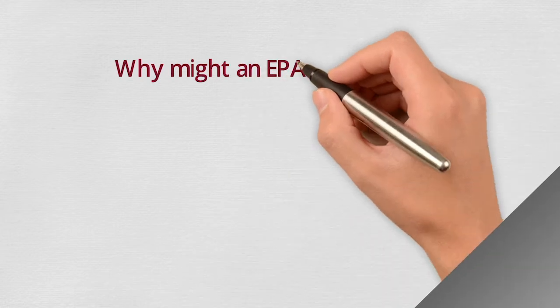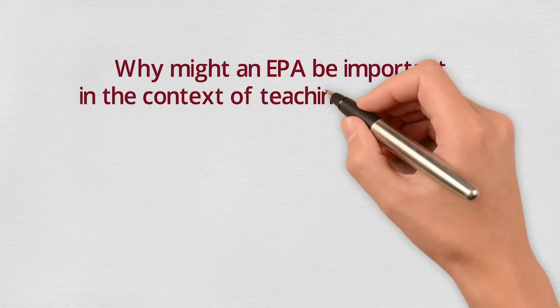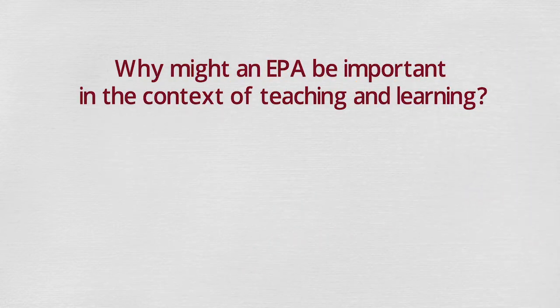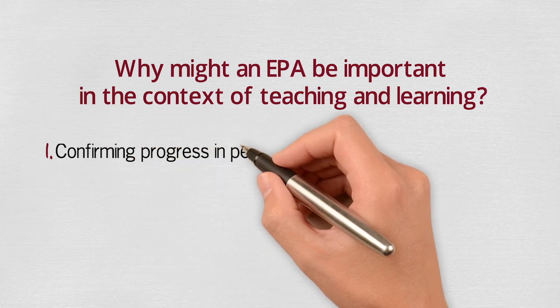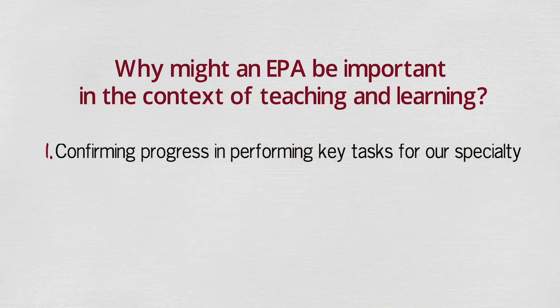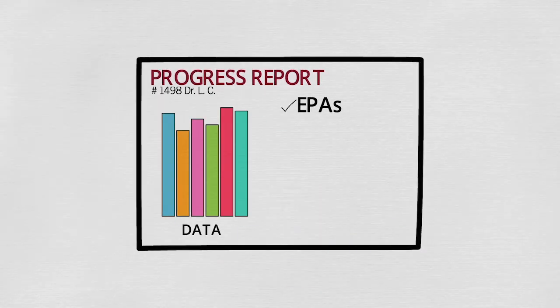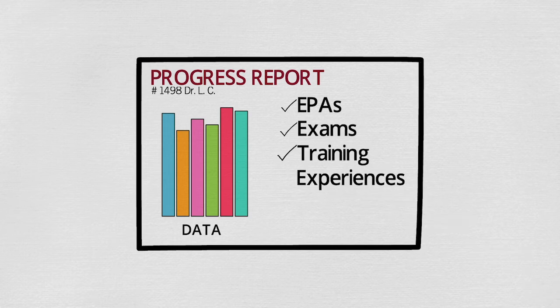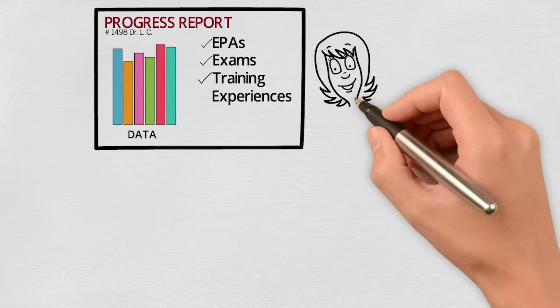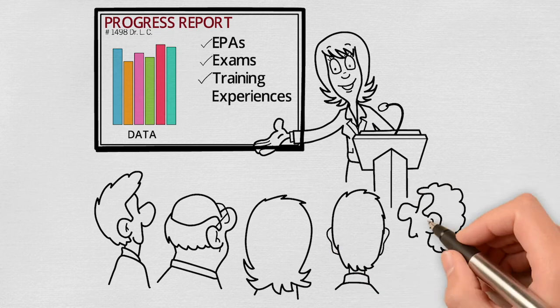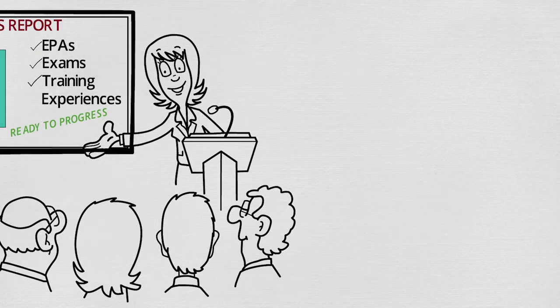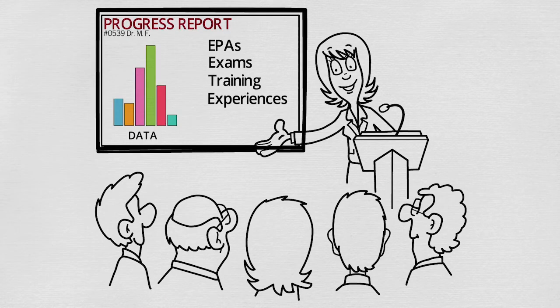Why might an EPA be important in the context of teaching and learning? Two reasons are, number one, confirming progress in performing key tasks of our specialty, and number two, for feedback. First, let's talk about confirming a resident's progress. In CBD, we want to ensure that each resident can competently perform key tasks. By tracking them, our competency committee will have information to confirm who is making progress as expected and to identify early on if someone needs extra support in a given area.